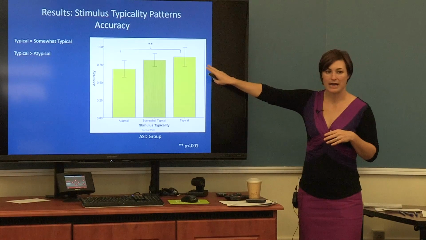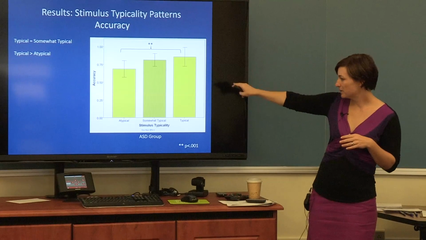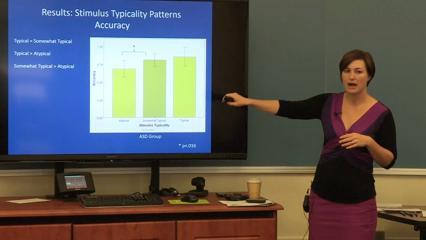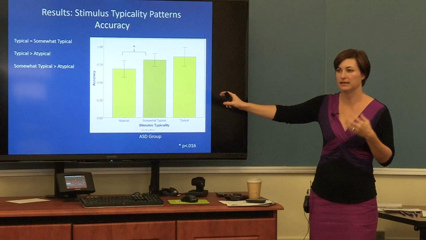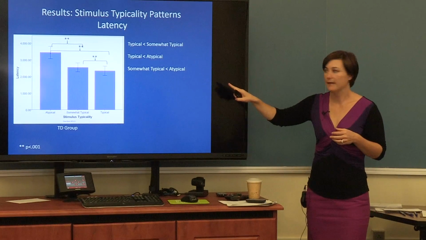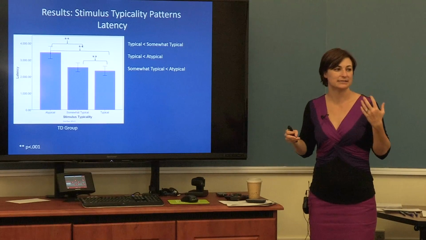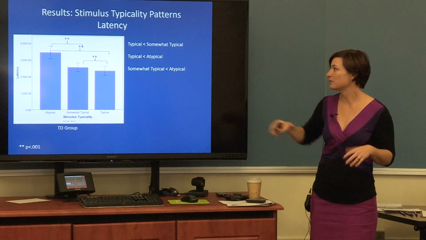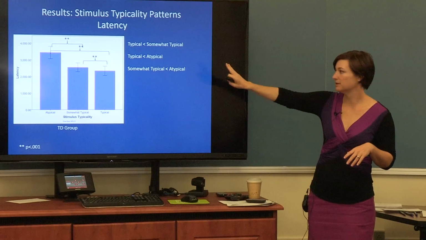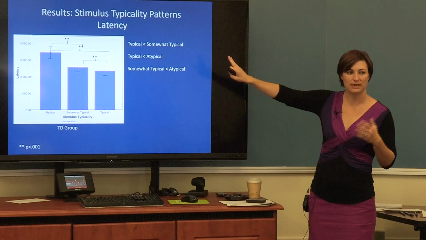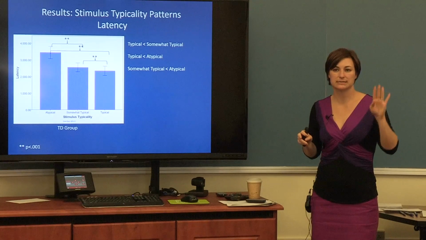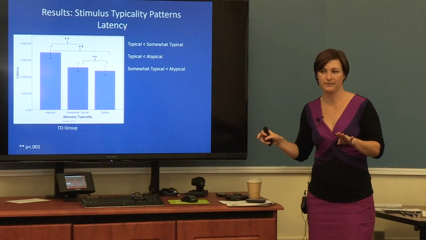However, the kids were much more accurate when they saw typical stimuli as compared to atypical stimuli, and significantly more accurate when they were presented with somewhat typical stimuli than atypical stimuli. When we look at the reaction time, what we see is a very similar pattern. So our typical language learners are faster when they're responding to typical than somewhat typical stimuli, than when we compare typical and atypical stimuli, and then they're faster in responding to somewhat typical than atypical stimuli.